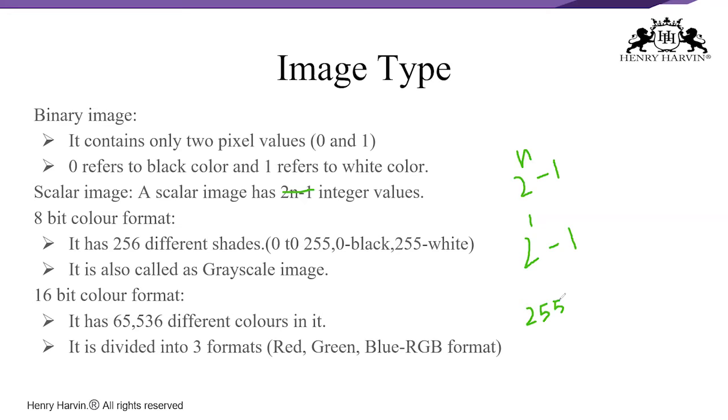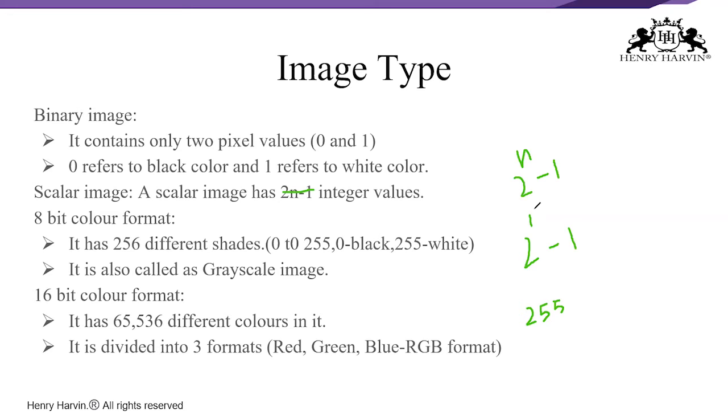So what is this 8? That we have to understand, right? So 8 stands for the bits, right? So if it is 1 bit, it is binary image 0 and 1, right? Fine. So when we talk about 8-bit color format, it has 256 different shades. So 0 to 255, out of which 0 is black and 255 is white. It is also called a grayscale image.